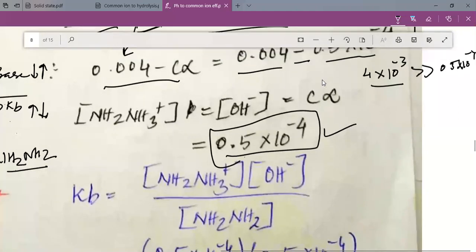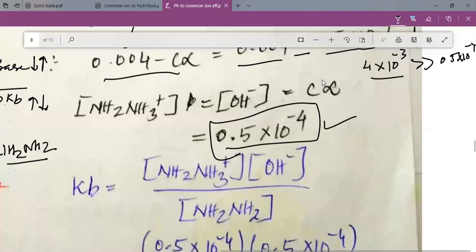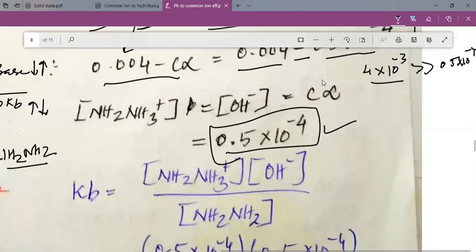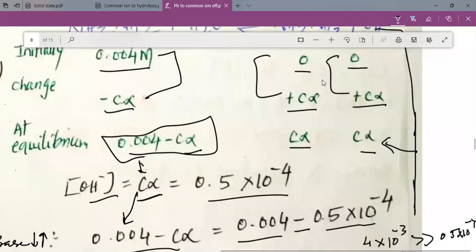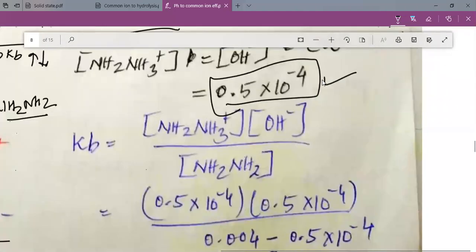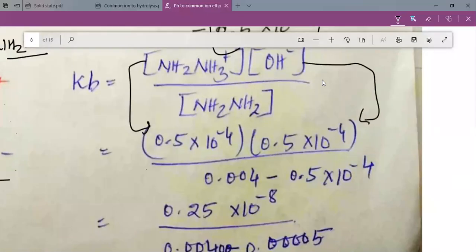So this is how, my dear student, we write 0.5 into 10 to the power minus 4 as the concentration of NH3 plus, because the concentration of OH minus and NH3 plus are the same, and for both of them we can write C alpha as 0.5 into 10 to the power minus 4. So my dear student, we can put these values. For this we write 0.5 into 10 to the power minus 4. The concentration of OH minus we can write 0.5 into 10 to the power minus 4.